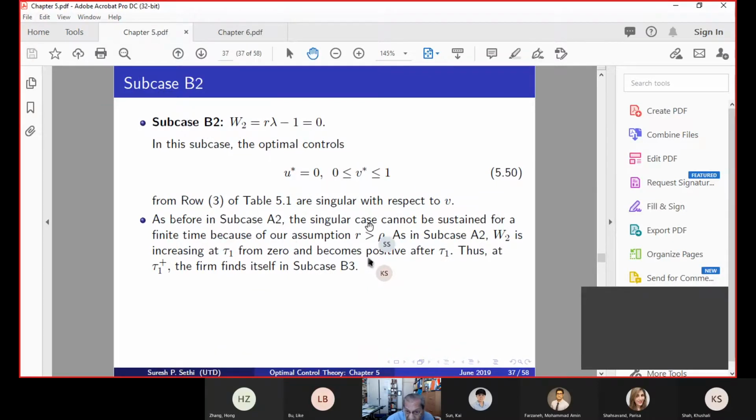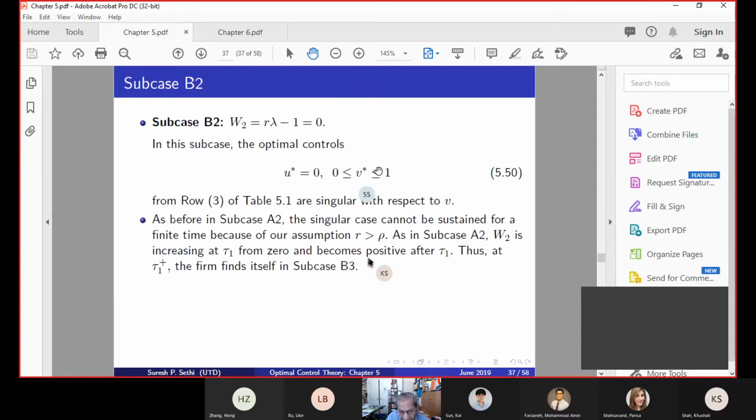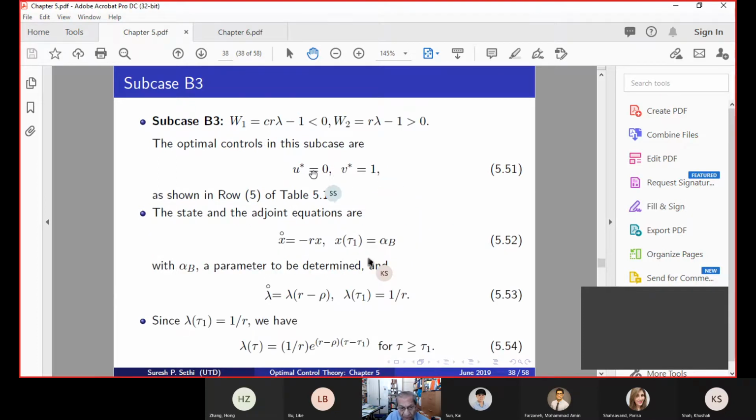As before, the singular control can be sustained only for R equal to rho, but it cannot be sustained under this assumption. And as in subcase A2, W2 is increasing at tau 1 from 0 and becomes positive after tau 1. Thus, at tau 1 plus, we are in subcase B3. So the singular control that happens here is now not a singular control anymore, and we are at B3, and this is V star 1.